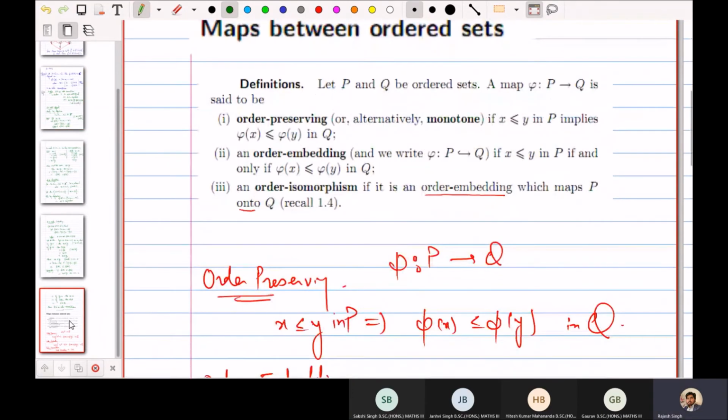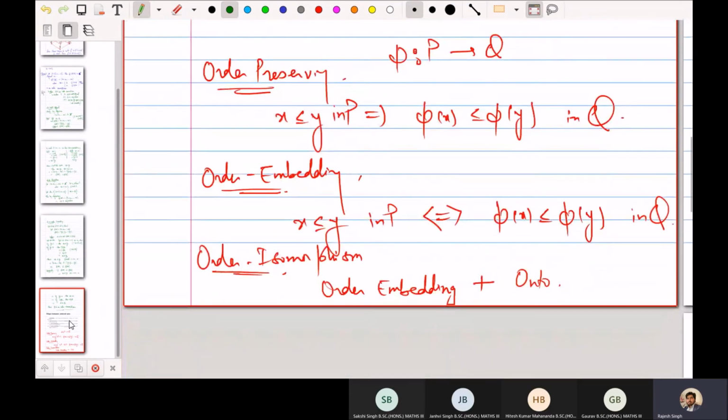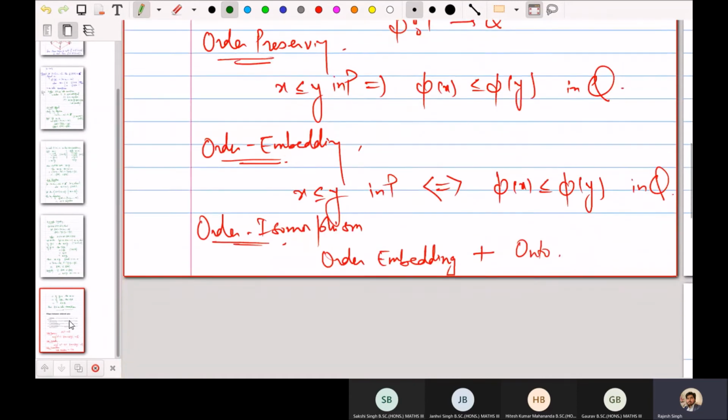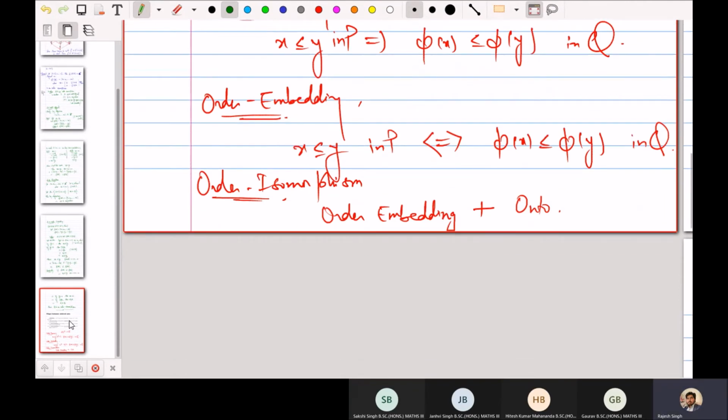Is the definition clear to everyone? What is order preserving? Order preserving is one way. If x is related to y in P, then phi x is related to phi y. And order embedding is both ways. x is related to y if and only if phi x is related to phi y. And if you add onto to an embedding, then it is an order isomorphism. Clear? Yes, sir. Okay.